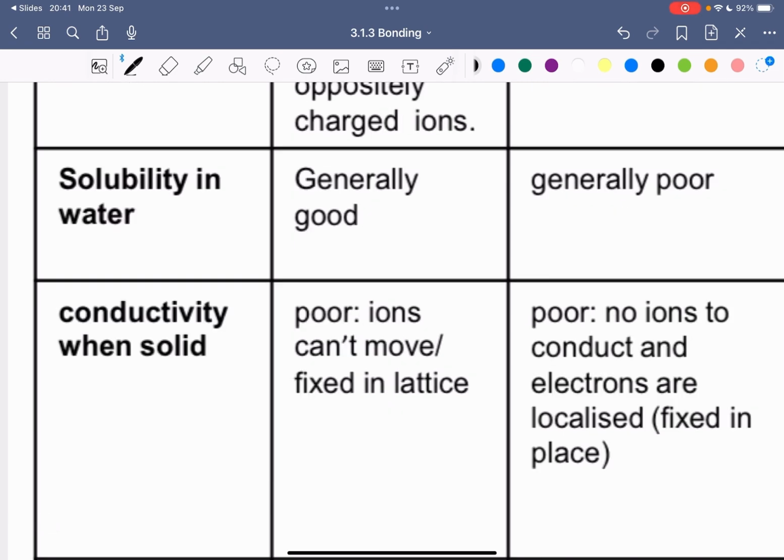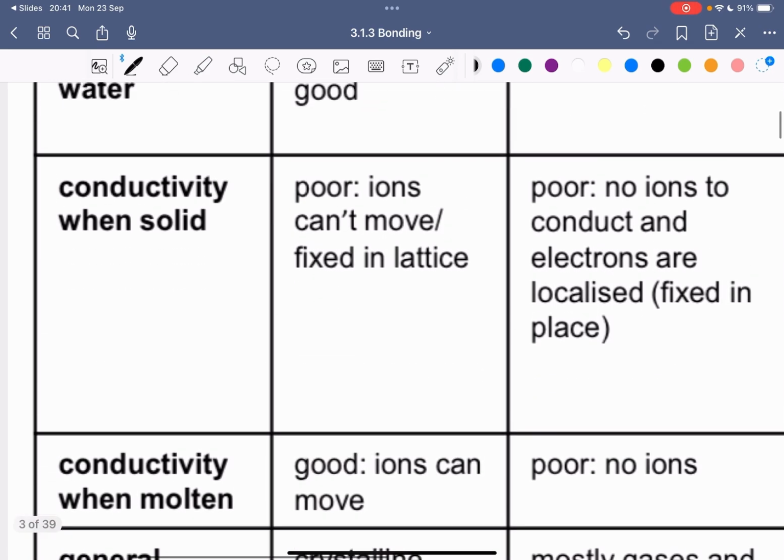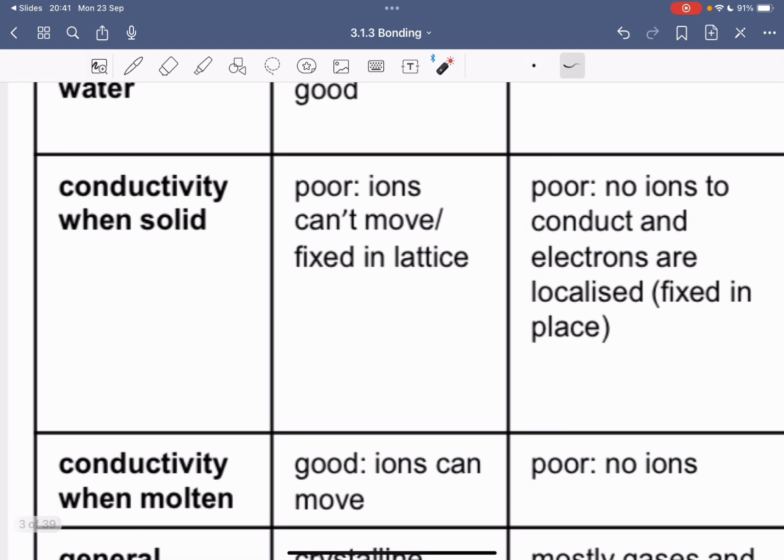Now, when they're solid, they're poor conductors of electricity, and this is because the ions can't move, right? So basically, to carry a charge, the electrons or the ions have to be able to move so that they can carry around the charge. However, if you're solid, the ions can't move, so they can't carry around the charge. However, when they're molten, which basically just means melted, liquid, they're good conductors of electricity because the ions can move.